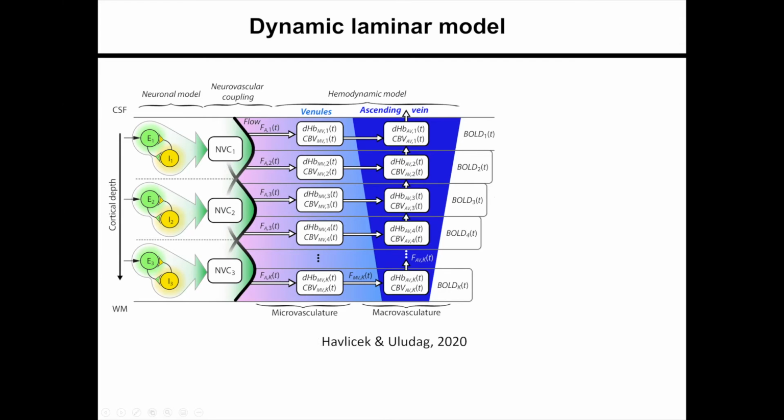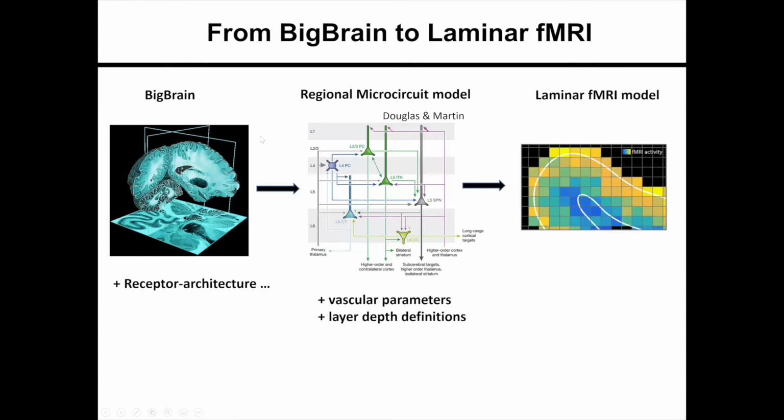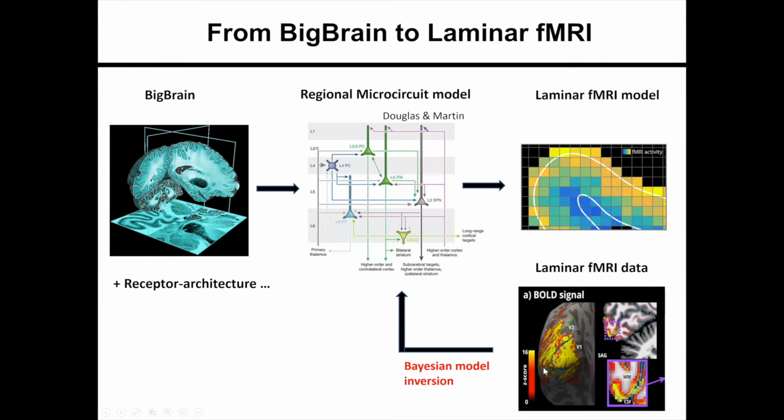Now, the research line I'm proposing is to take the BigBrain data and also additional receptor architecture data to build regional microcircuit models and also to extract vascular parameters and layer depth definitions, and then use our model to calculate, for any given neuroactivity pattern, the BOLD signal activation over the cortex. And if we then use experimental laminar fMRI data, we can use Bayesian model inversion to get back to the microcircuit and the parameters of the microcircuit. And that's it. Thank you for your attention.